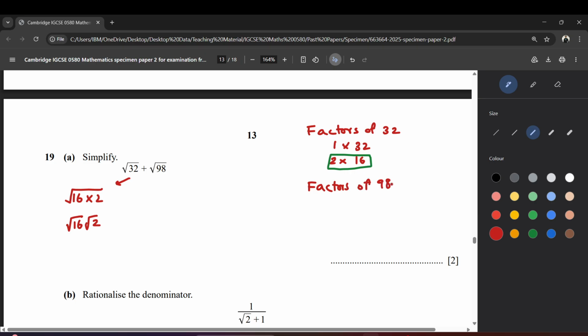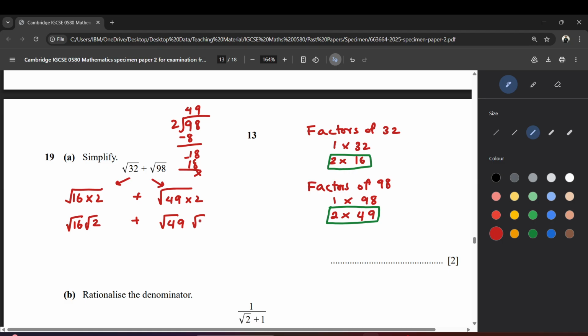Now what about 98? Factors of 98 are 1 multiplied by 98, 2 multiplied by, let me quickly work that out. 2 fours are 8, you have 1 and 18. So 2 nines are 18, right? 2 times 49. You know that 49 is also a square number, so we can choose this pair. So this becomes root of 49 multiplied by 2. So this becomes root 49 times root 2.